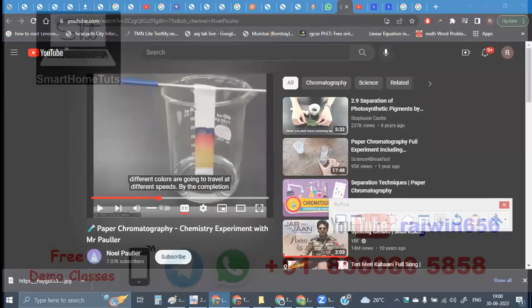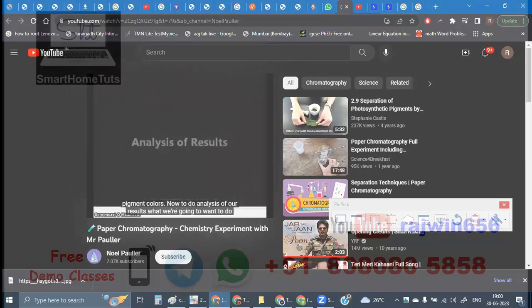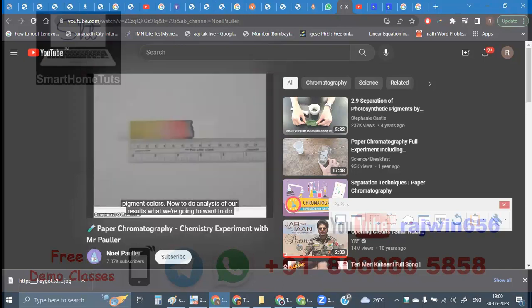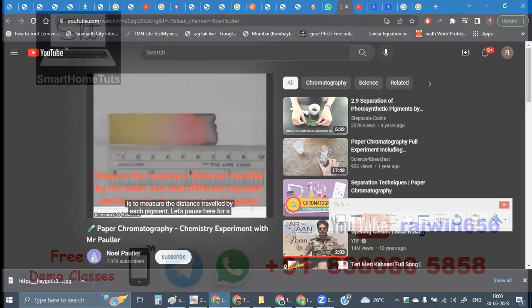We should see some very nice separation of the different pigment colors. Now, to do analysis of our results, what we're going to want to do is to measure the distance traveled by each pigment. Let's pause here for a moment. So I want to measure the maximum distance traveled by the water and then by each different pigment, starting at the line drawn on the paper.